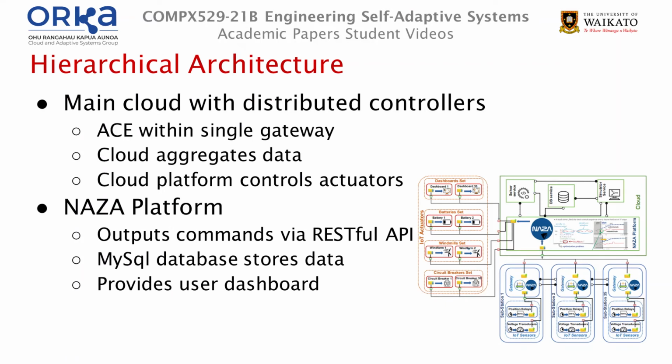The proposed architecture for this system is a hierarchical architecture. This consists of a main cloud with distributed controllers that may be changed. There is an autonomic control element within each gateway and each station. The cloud aggregates data from each station and processes this to control actuators. The NASA platform outputs these commands via a RESTful API and uses a MySQL database to store data. This is then presented to the user on a dashboard.